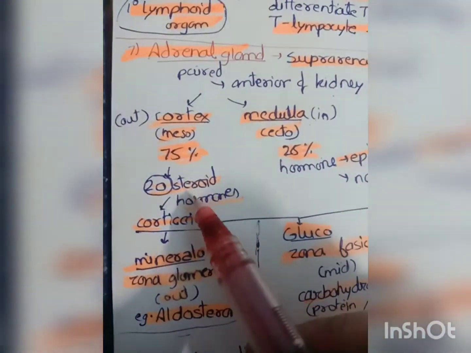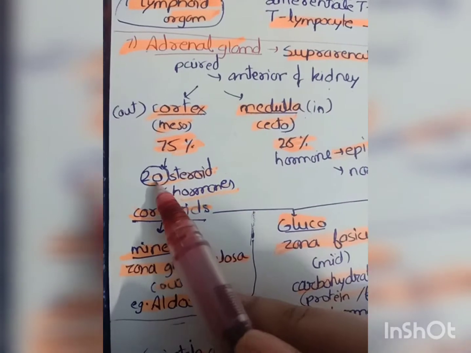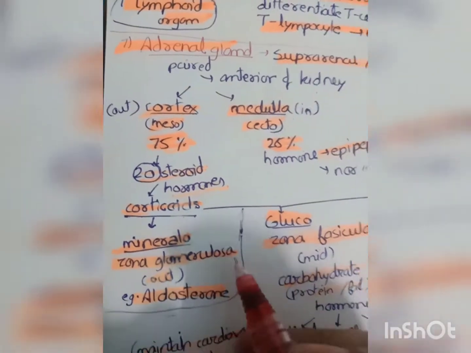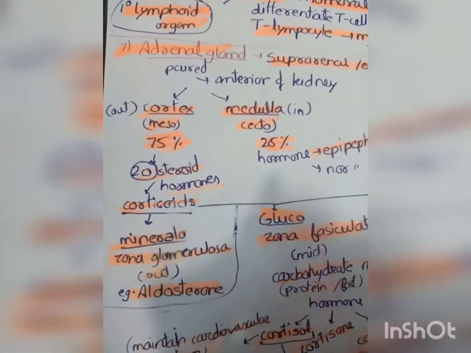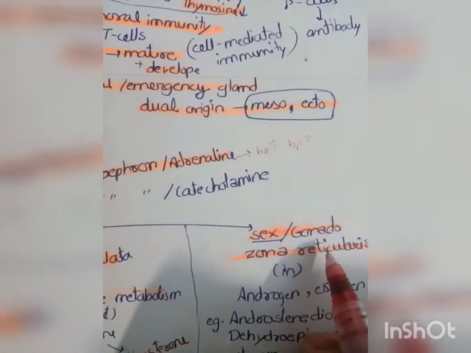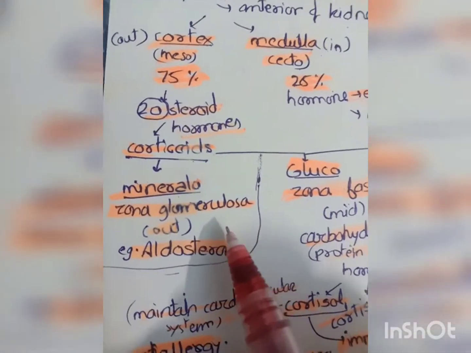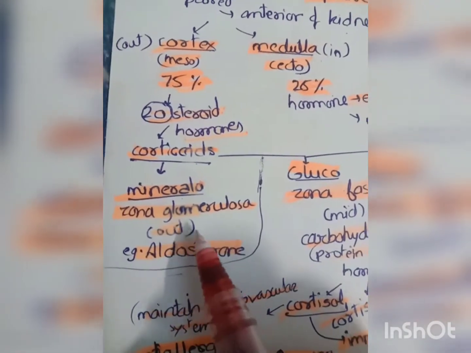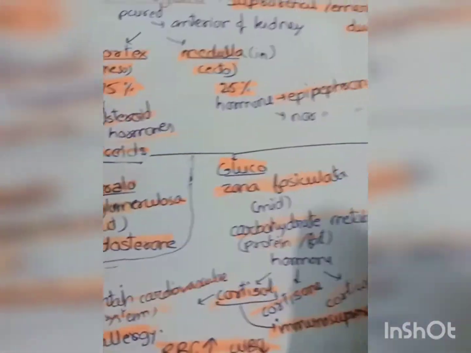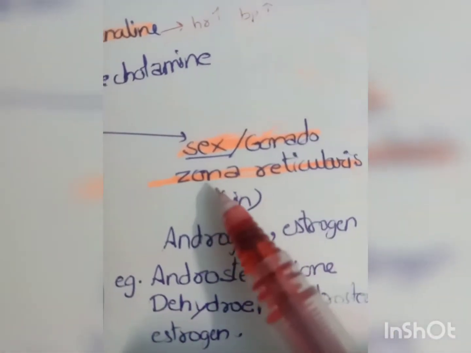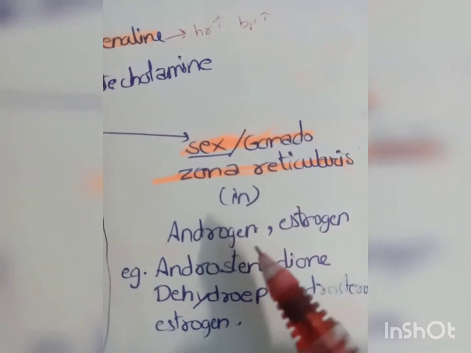Now, let's study about the cortex in detail. It secretes about 20 types of steroid hormones which are known as corticoids. And there are three types of corticoids: mineralocorticoids, glucocorticoids, and gonadocorticoids, also known as sex corticoids. The mineralocorticoids come from the zona glomerulosa, the outermost part of the cortex region. The glucocorticoids come from the zona fasciculata, the middle part. And the gonadocorticoids come from the zona reticularis, the innermost part of the cortex.